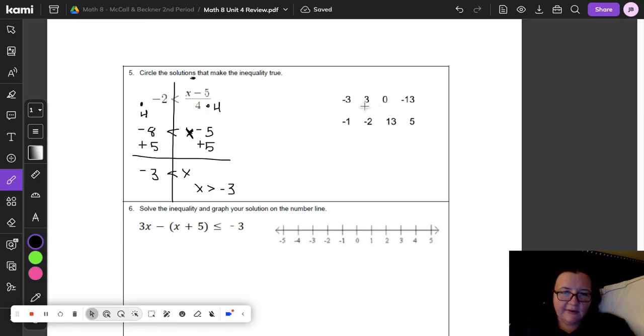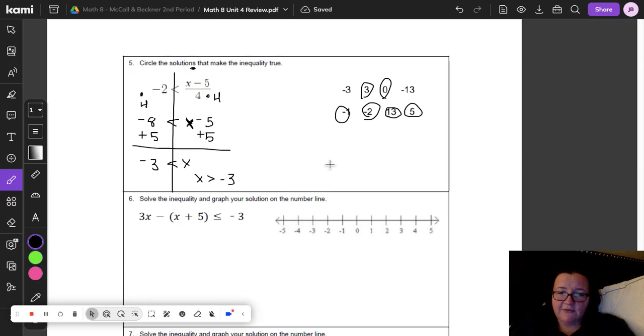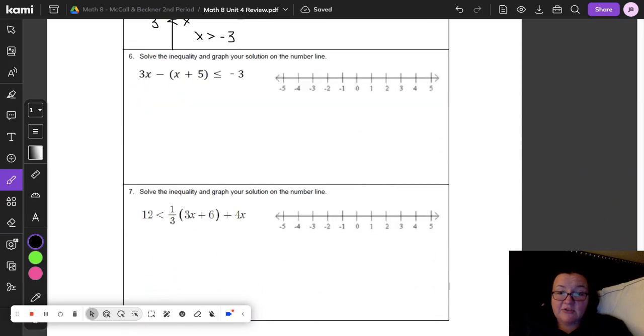So let's look. I think 3 is bigger than negative 3, and 0, and negative 1, and negative 2, and 13, and 5. Negative 13 is not bigger than negative 3. It is smaller, and negative 3 equals negative 3. So these are all of your answers. You should have 6 numbers circled for number 5. All right, we have 2 more.